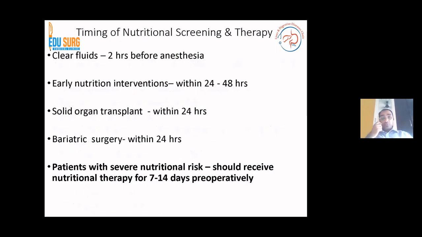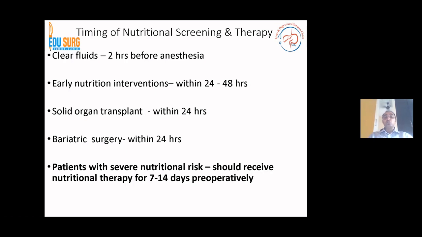So clear liquids up to 2 hours before anesthesia is fine. Solids, yes, you need 6 hours. Clear liquids, only 2 hours fasting is enough. Nutrition should be instituted within 24 to 48 hours, and in some cases within 12 hours also after the surgery. Solid organ transplant patients should receive nutrition within 24 hours, bariatric surgery within 24 hours, and patients with severe nutritional risk that is calculated before the surgery should receive nutrition therapy for 7 to 14 days preoperatively.